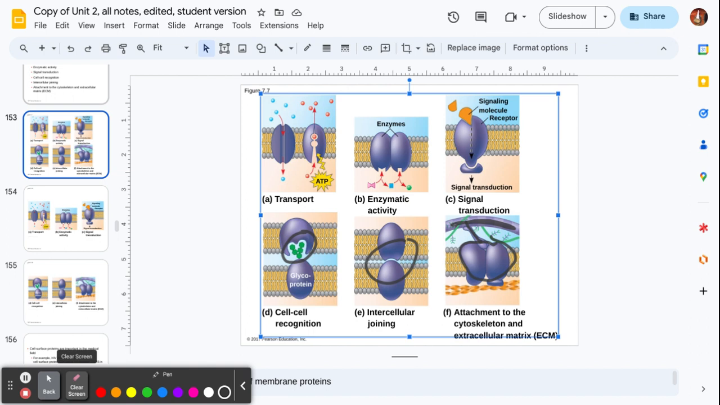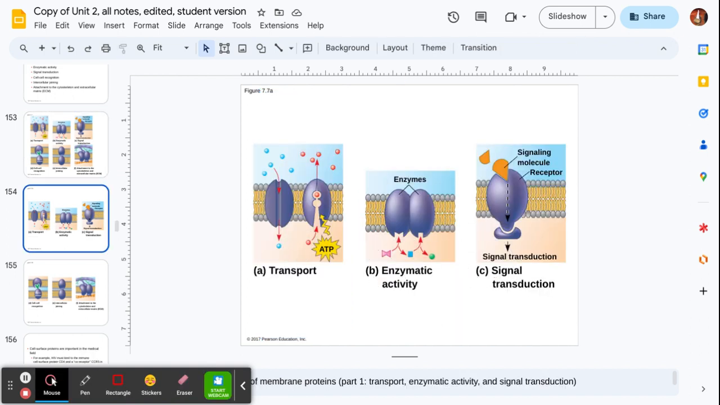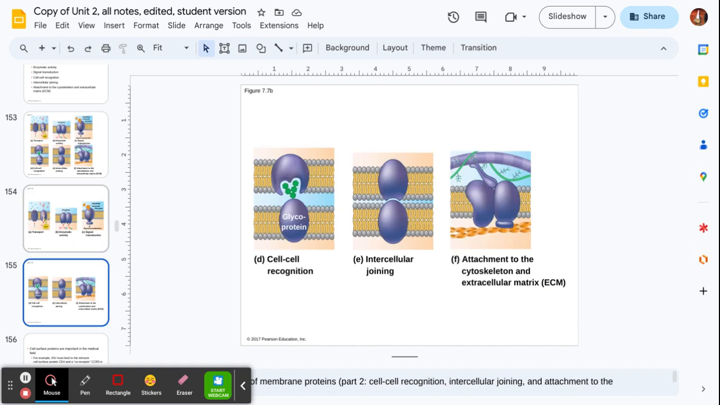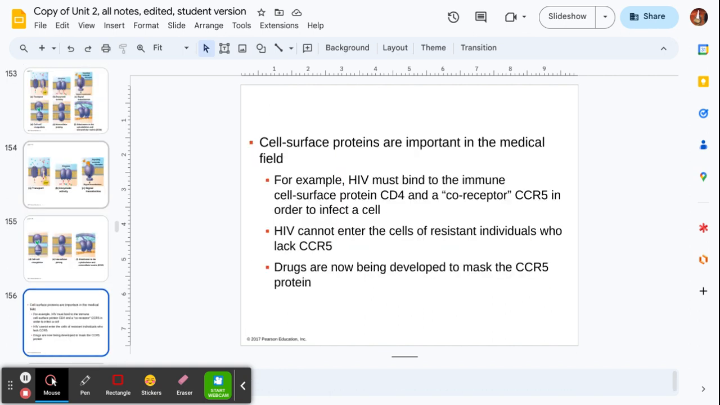Okay. All right. I think they're just showing these in a little more detail. So, cell surface proteins, these are the ones that are working as recognition molecules.